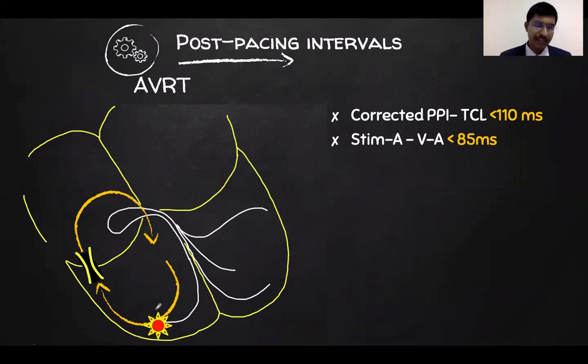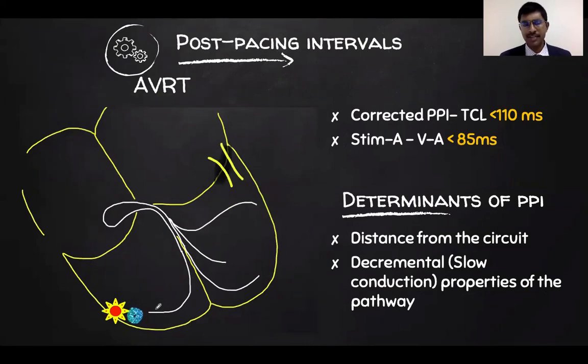But an important caveat of post-pacing interval one has to remember is the distance from the circuit. For example, as shown here, an orthodromic AVRT involving a left-sided pathway, and if you are pacing from the right ventricle, it's going to take a really long time for the impulse to get back to the recording electrode. So you will have a long post-pacing interval from the right side of the heart.